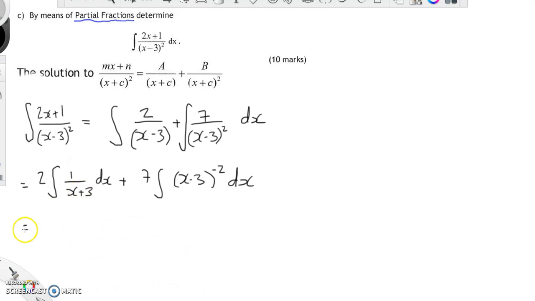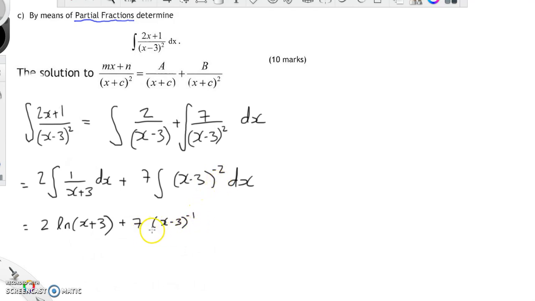So the rule here, if we look up in the back of the exam sheet, we're going to get 2 times the natural log of x minus 3, right? And then we're going to integrate the second one, 7 times the x minus 3. Add 1 to the power. Minus 2 plus 1 gives us minus 1.